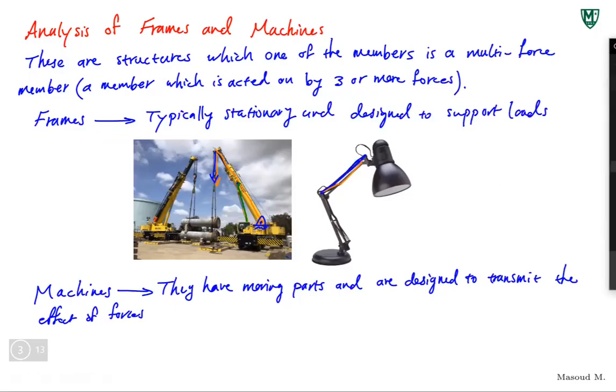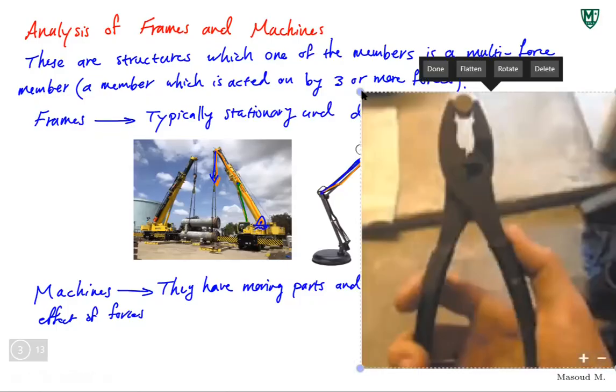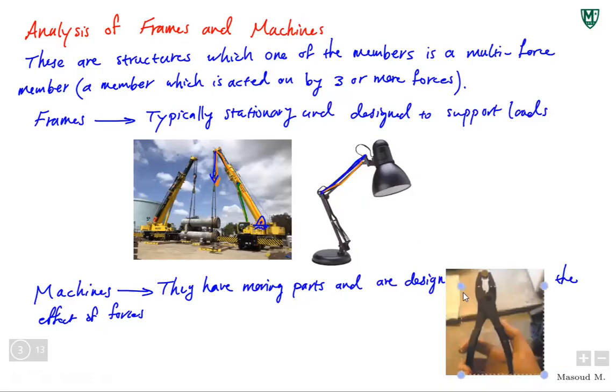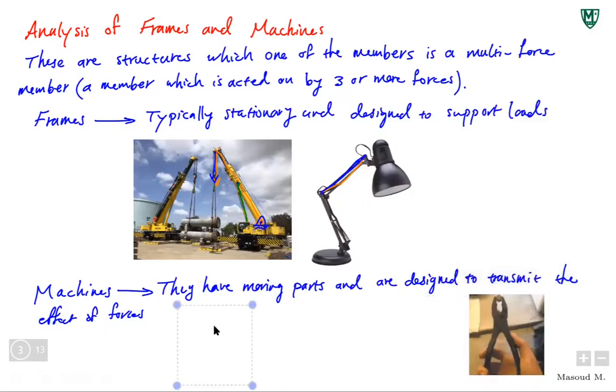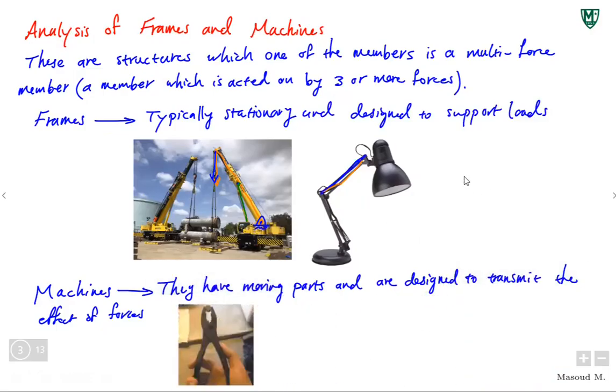Examples. Let me see what I got there. A very good example would be something like this. Tools. You see them very frequently. They go into the category of machines. They have moving parts, and they're designed to transmit the effect of force. When you apply pressure or force on this side, it's transmitting the force you apply with your hand to the object you're trying to hold.